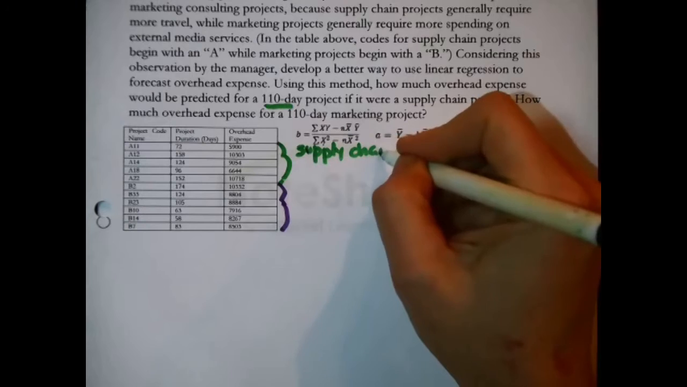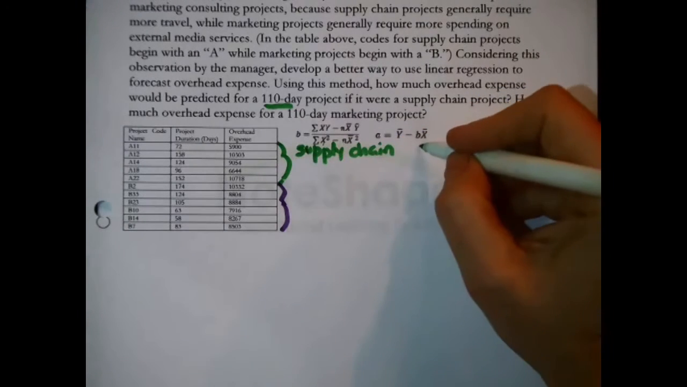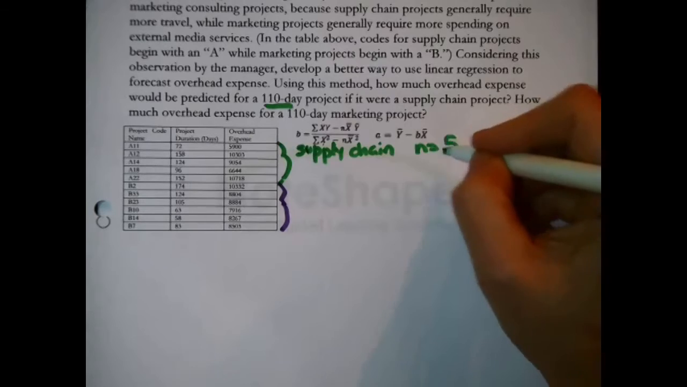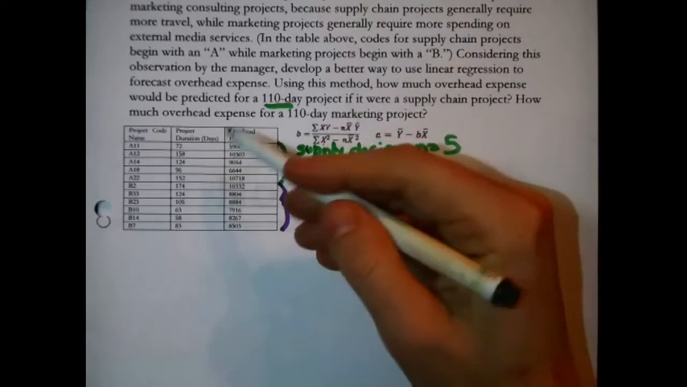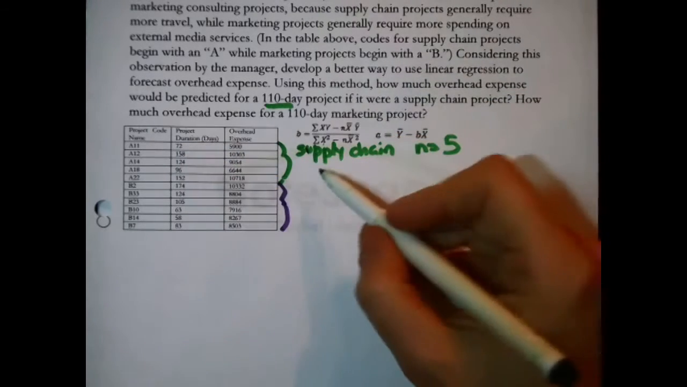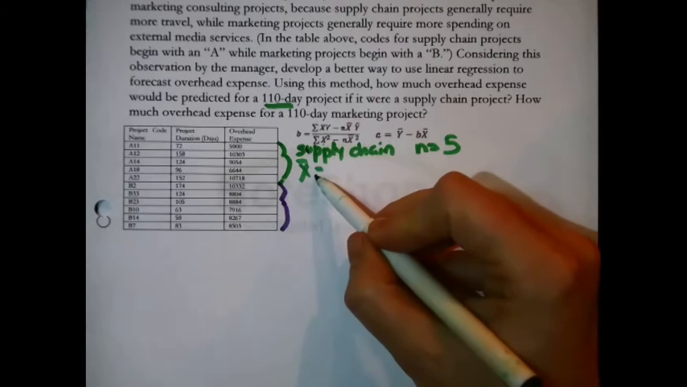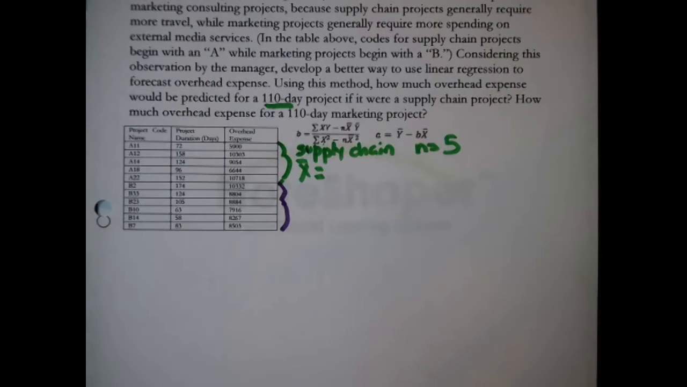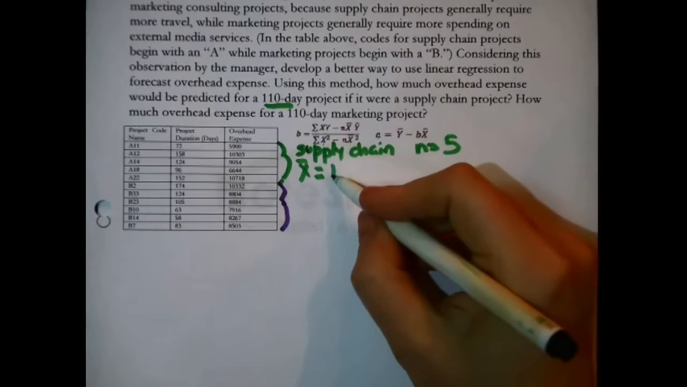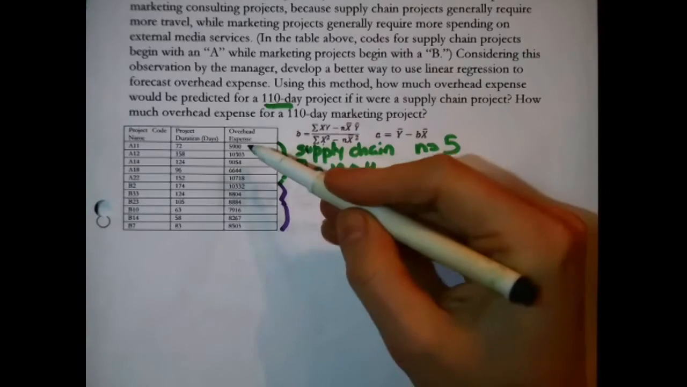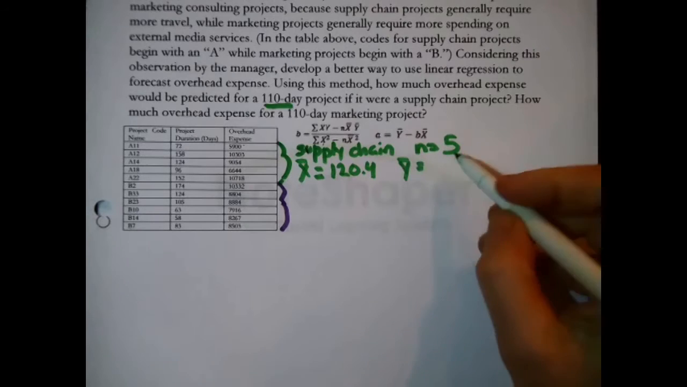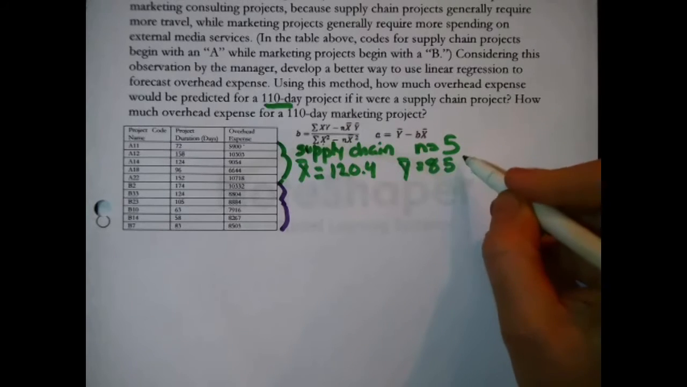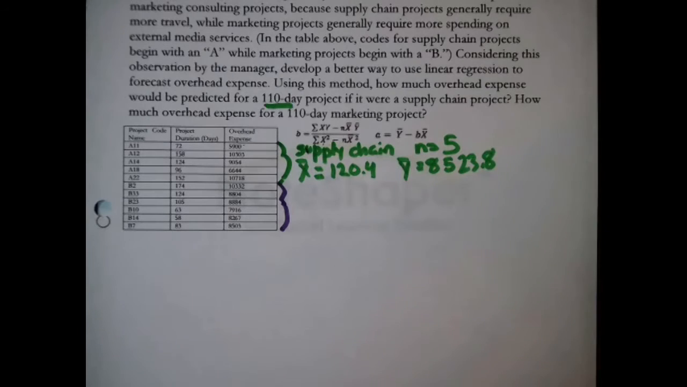That means if we did this over again, breaking these apart, for the supply chain the n would only equal 5. I'm only counting 5 of these where the code starts with A. I went ahead and averaged the duration of the supply chain projects only, and in that case I get an average X of 120.4. I averaged the overhead expense of just the supply chain projects and got an average Y of 8,523.8.